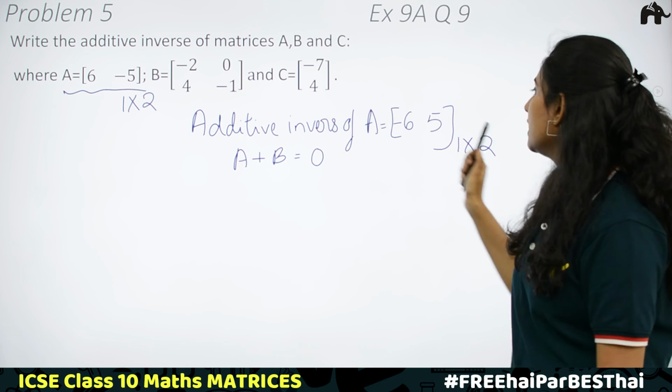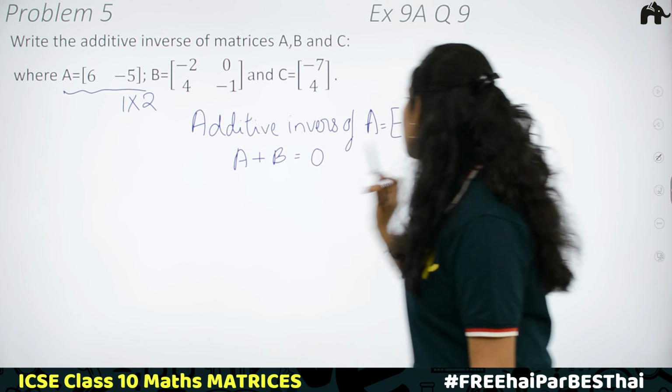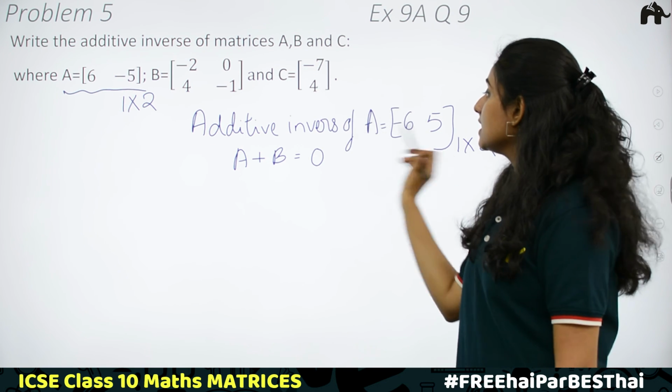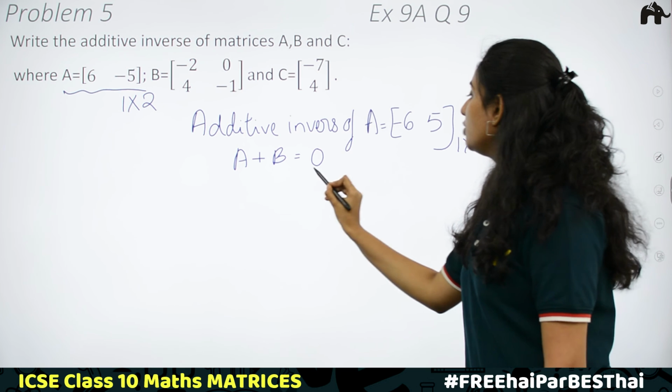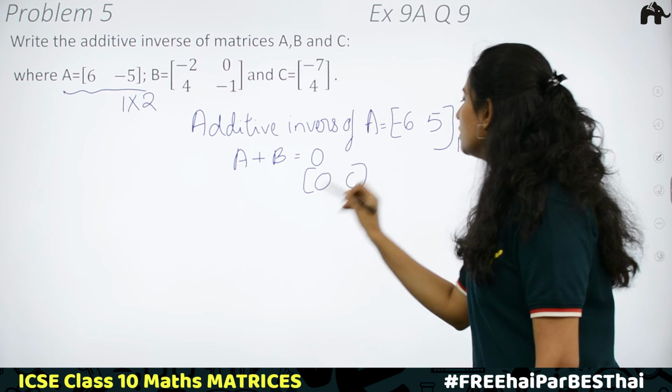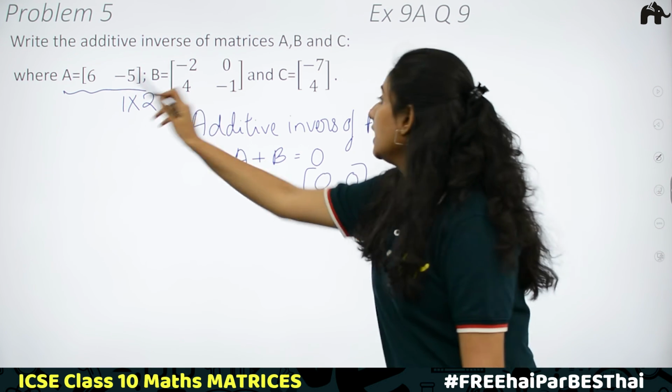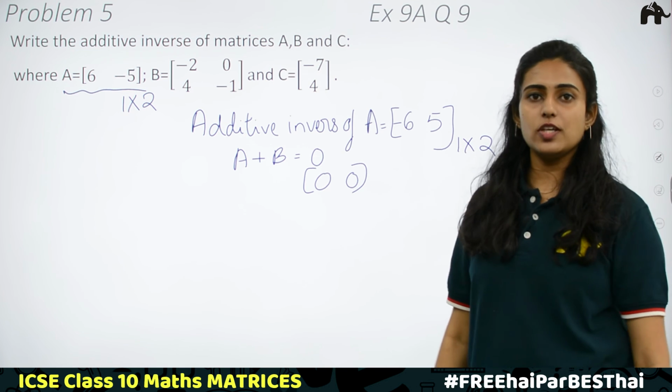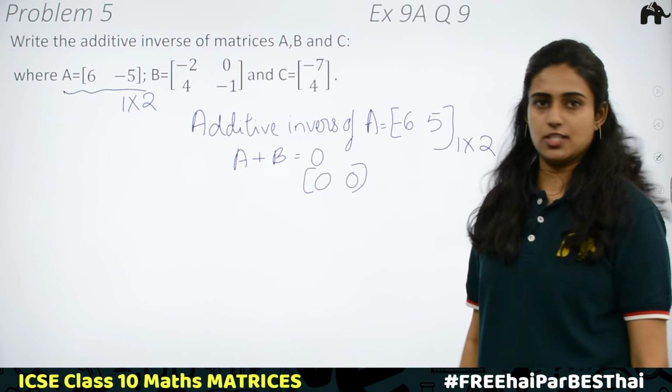Just check the elements. Here we have 6 minus 6, which is 0. Yes, we have to get a matrix of this form, 0, 0. Then minus 5 plus 5 is also equal to 0. So this is the additive inverse.